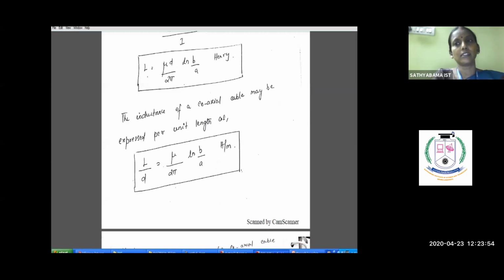I told you in the third unit also, the capacitance of a cable, capacitance of a transmission line, everything is written in the form of farad per meter. So here also, the inductance of the cable can be written as Henry per meter. Taking the distance to the denominator, I can write inductance per distance is equal to mu by 2 pi ln b by A, which is Henry per meter.